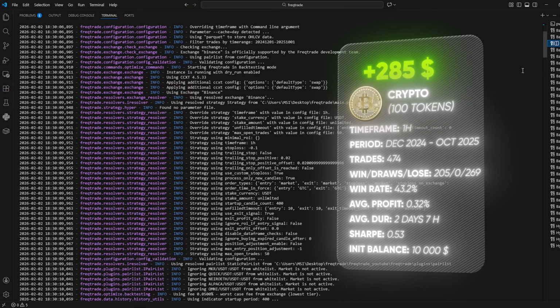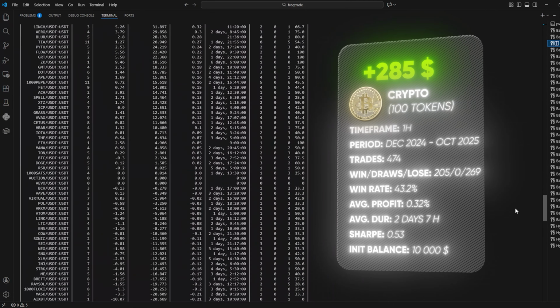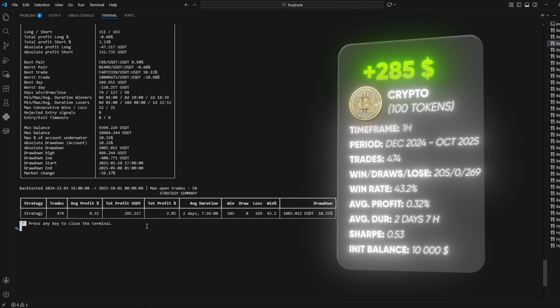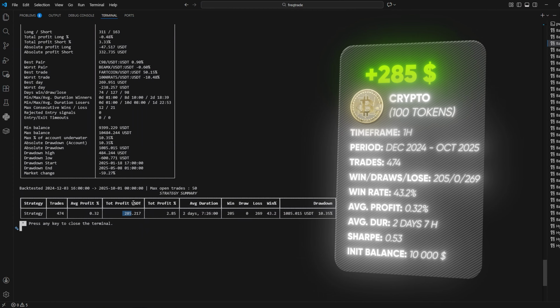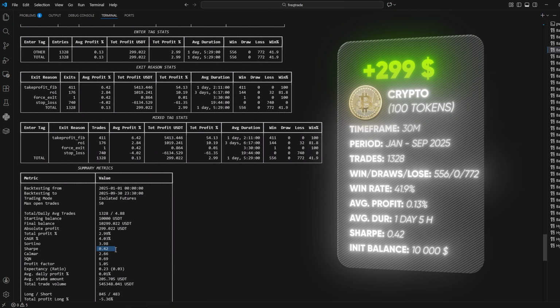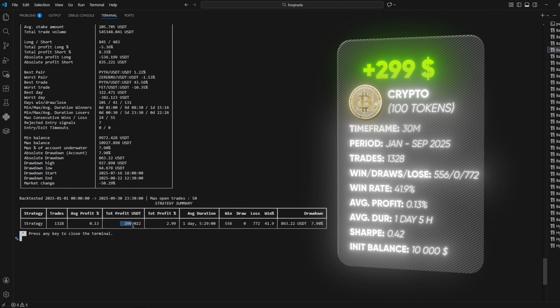Next 1 hour time frame. Once again, stats and metrics. And positive Sharpe again, 0.53, and profit is $285. Next 30 minutes time frame. This time Sharpe is 0.42, and our profit is $300.